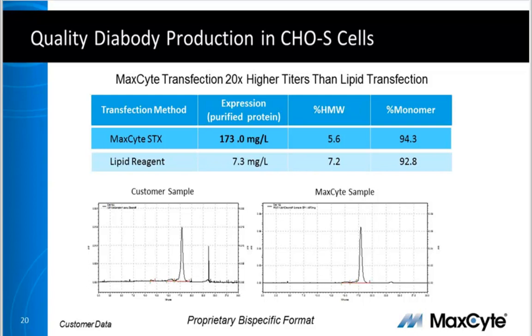Diabody titers following Maxcyte electroporation were 20 times greater than those following lipid-based transfection. Additionally, the Maxcyte-produced diabody showed in the lower right panel was of high quality with very low levels of aggregation compared with the client's previous transfection method shown in the lower left.